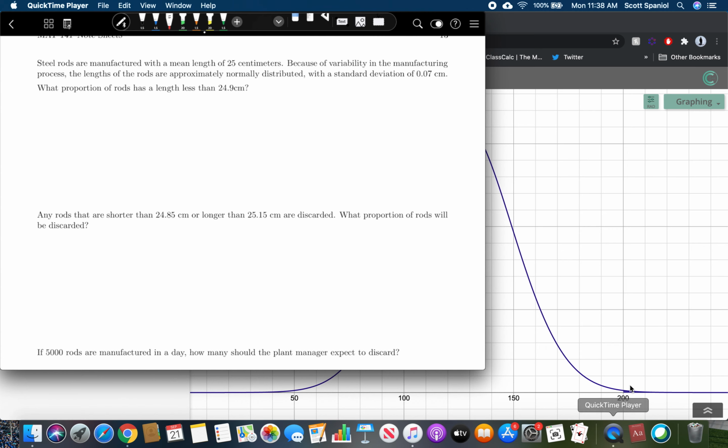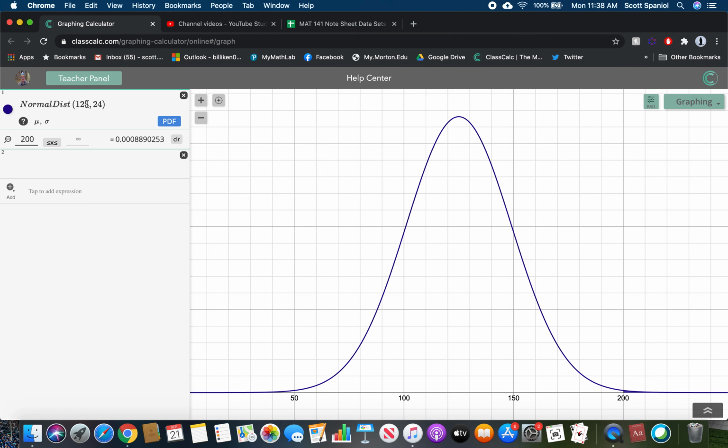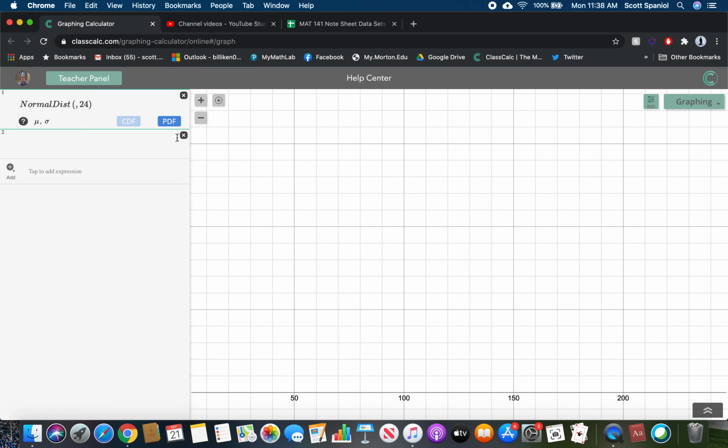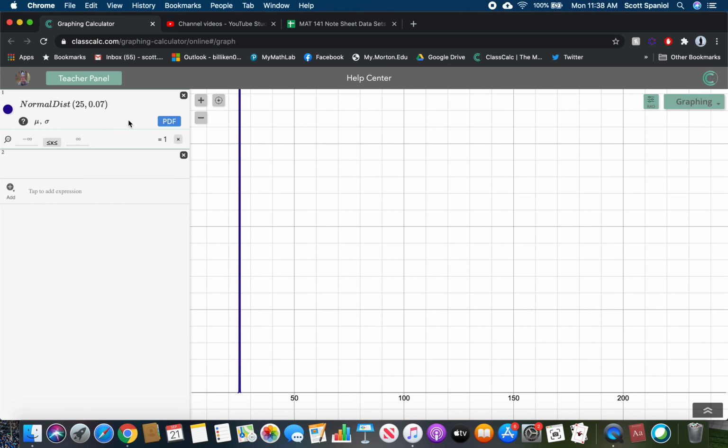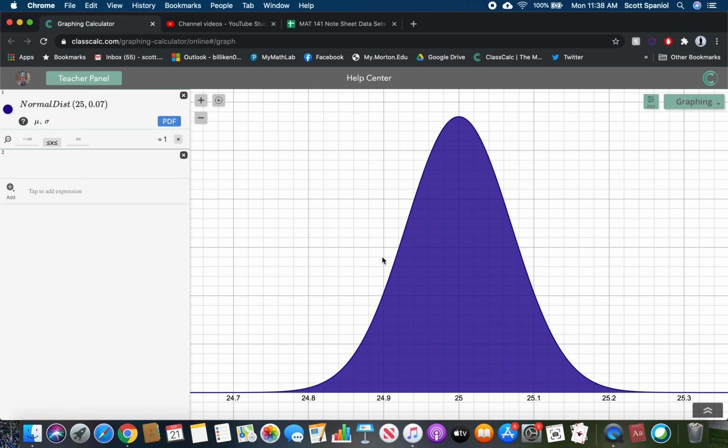Okay, so now that you've had a chance to try these, let's run through them together. We're just going to start off by clearing this first of all, and changing our mean and standard deviation. So our mean here is 25, and our standard deviation is 0.07. Okay, and then I'm going to hit CDF. Oh, not CDF. I'm going to zoom in so we can see our graph. So there's our graph. Okay, now we can do CDF.